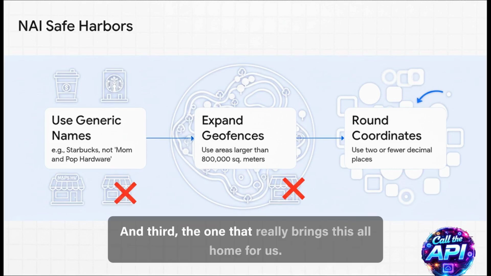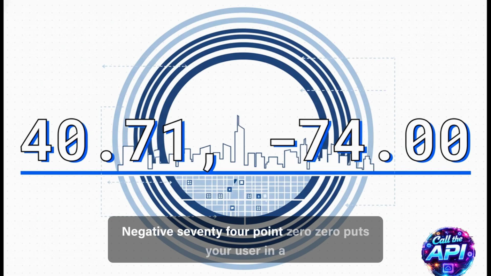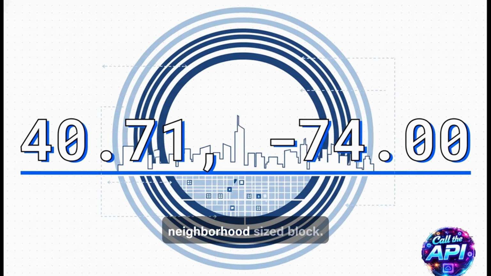And third, the one that really brings this all home for us. Round your coordinates. Yep. According to the NAI, a GPS coordinate with 2 or fewer decimal places is officially considered imprecise. This is your safe zone. Storing 40.71, -74.00 puts you in a neighborhood-sized block. It gives you valuable city-level data without exposing an individual. This is such a powerful, definitive, and actionable rule you can literally go and implement today.